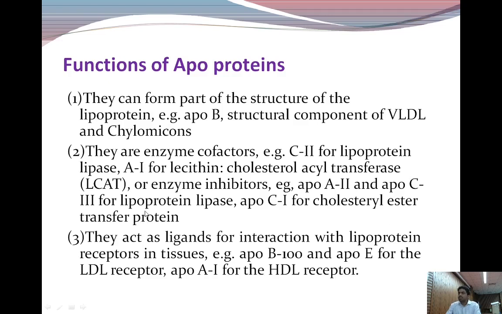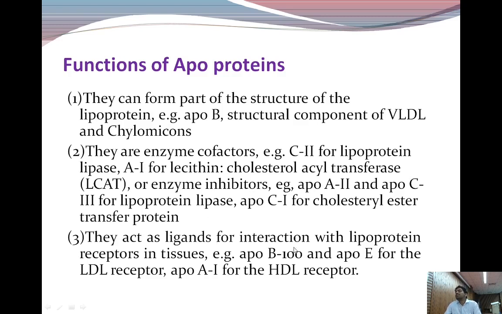So even if you don't remember this much, the first function you should definitely remember is that this is the structural component of lipoproteins. Then you can give an example: ApoA is the structural component of HDL, ApoB is the structural component of VLDL and chylomicron. Then second, even if you don't remember the example, definitely write that it acts as the enzyme cofactor and enzyme inhibitor also. And if you remember the example, then good.